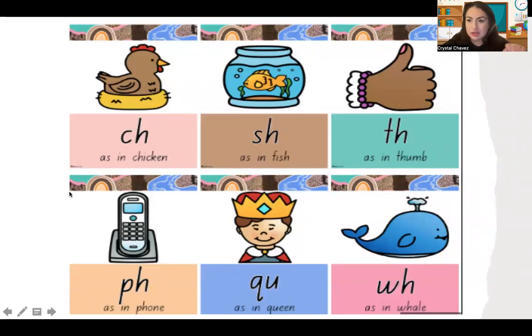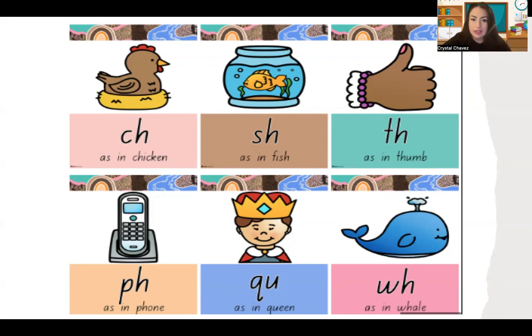We have CH. When we see CH, just like Chavez, Miss Chavez, we say ch. Okay, you never, ever, ever say k. Okay, that H makes the letters say this special sound, okay? Just like the H brothers on my poster board in my class, okay?